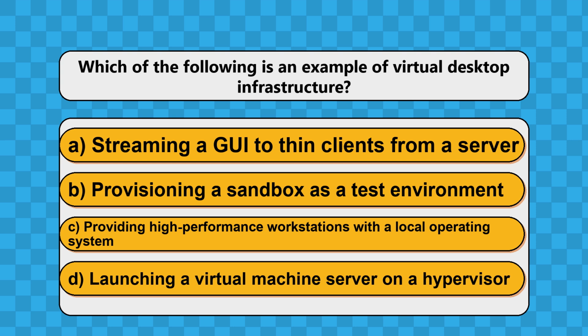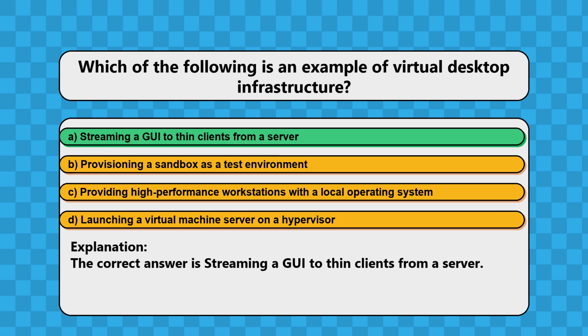Option C, providing high-performance workstations with a local operating system. Option D, launching a virtual machine server on a hypervisor. The correct answer is option A, streaming a GUI to thin clients from a server.